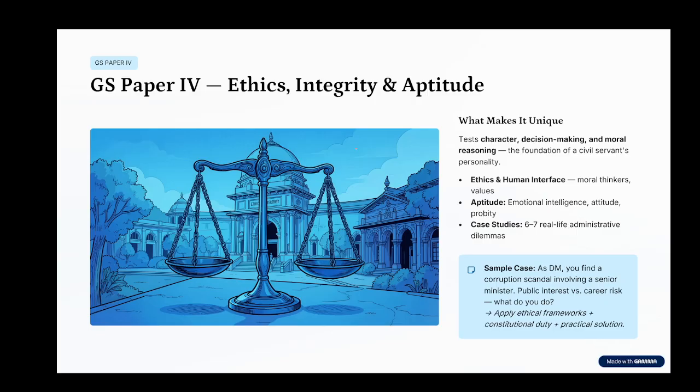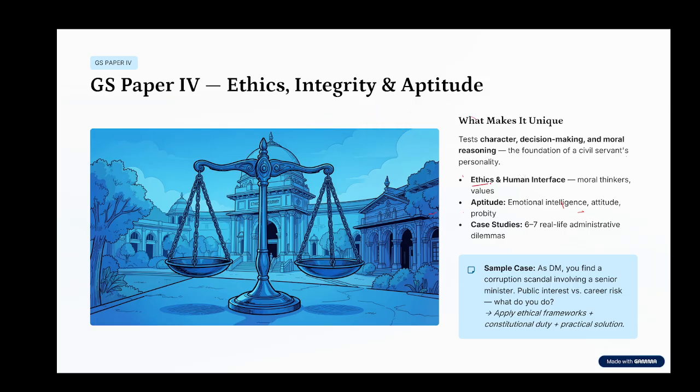Okay. Next one is paper 4, GS4, which is ethics, integrity and aptitude. Here they will test your character, meaning how you are on your integrity and honesty; that will be tested in ethics, along with your decision making, your moral values and reasoning, which are the foundation of a civil servant's personality. So this paper is very important.